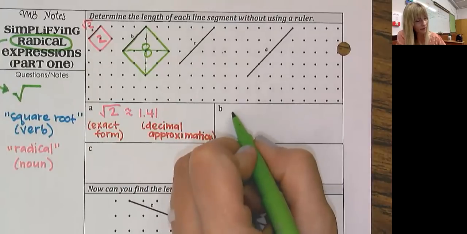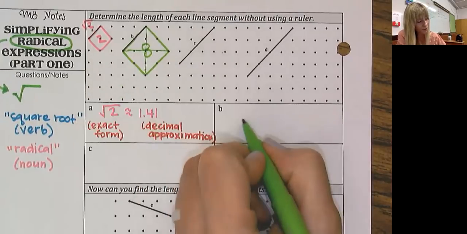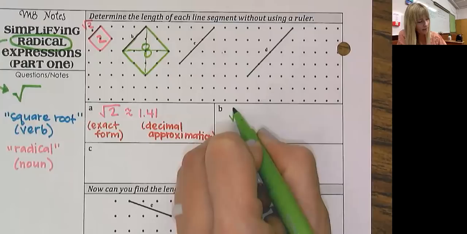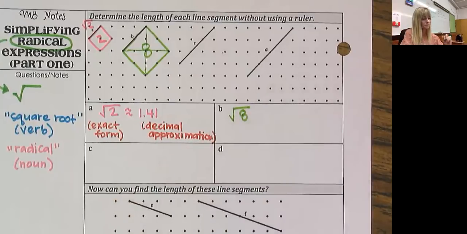I'm going to start by writing this down here. I'm not going to write it up here. I'm going to show you why. I'm going to start by writing square root of 8. Okay? But I need to show you something.